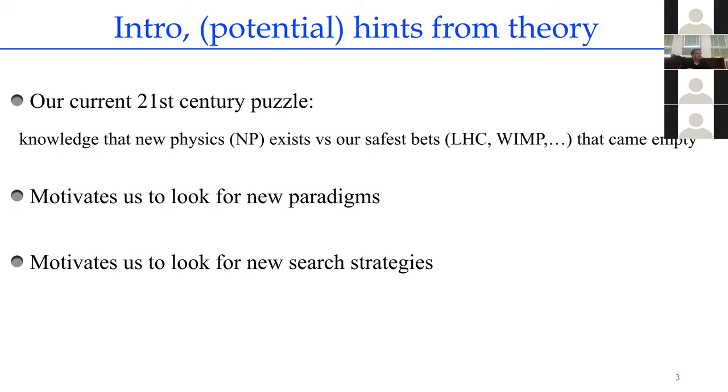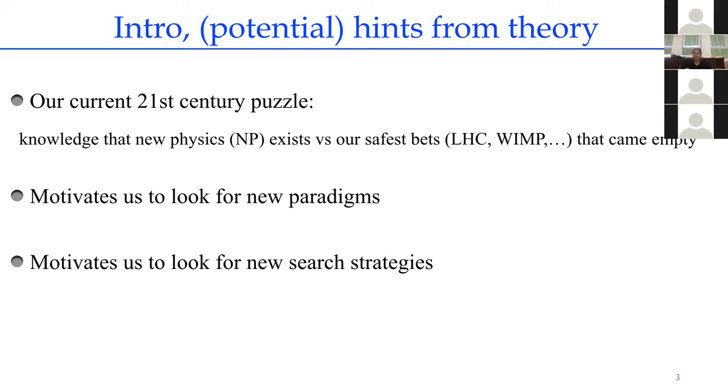Okay, so now let me start from the, if you wish, theoretical perspective. As you all know, we are squeezed between two conflicting perspectives on particle physics. The first is that we know that there's new physics. I think people would not argue about this. We know the neutrino masses, the baryon asymmetry of the universe, and dark matter.